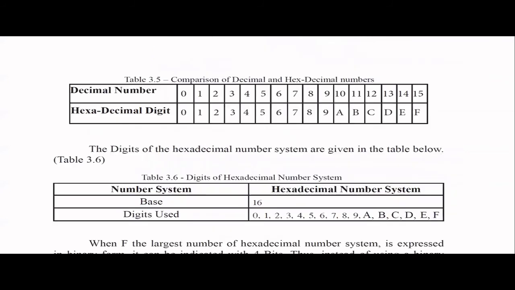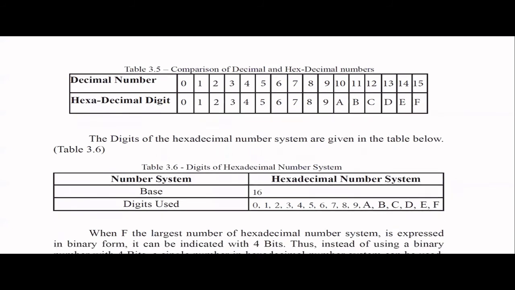If you see the chart, this is the decimal number system and this is the hexadecimal representation. Up to 9 it is the same: 0, 1, 2, 3, 4, 5, 6, 7, 8, 9. But 10 we represent as the letter A, 11 as the letter B, 12 as C, like that. F is 15 in decimal; in hexadecimal we just write capital F.